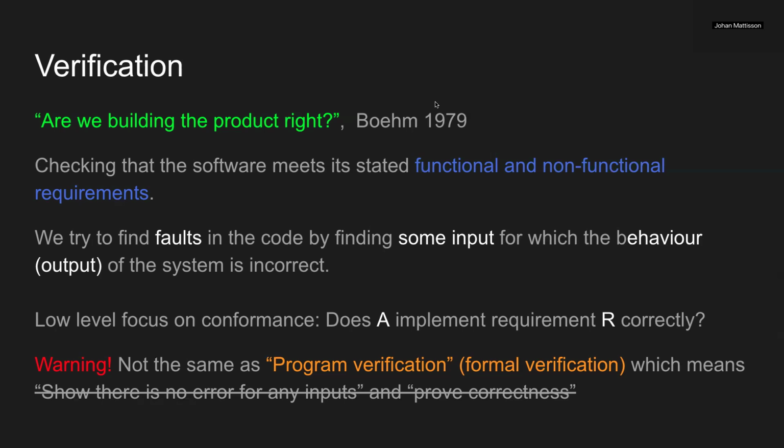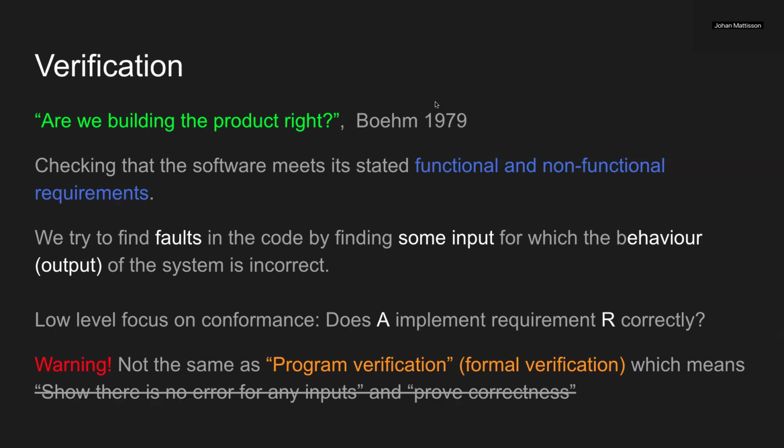So we try to find faults in the code by finding some inputs for which the behavior output of the system is incorrect. So we try to feed inputs into the system and see if it behaves as we expected. If it doesn't, we have found something that is faulty, right?